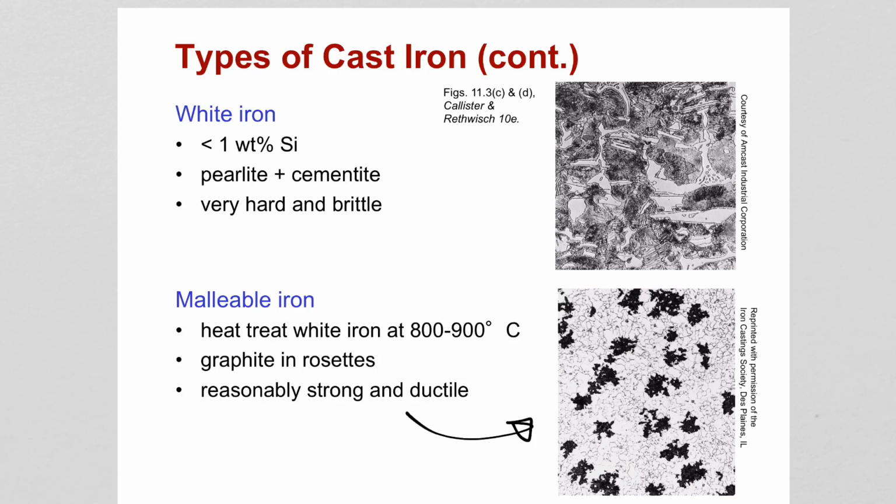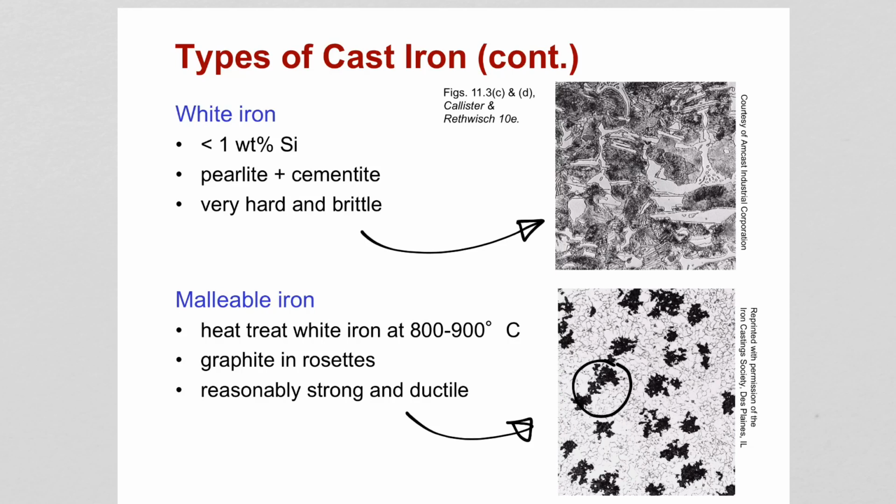So this previous one was white iron. You can see the white regions within the black cementite regions. And here the malleable iron is shown in this figure. As you can see, we are seeing graphite in clusters, as you can see here, right? This structure, again, is a form of cast iron.